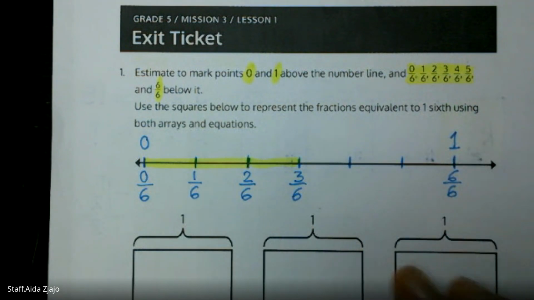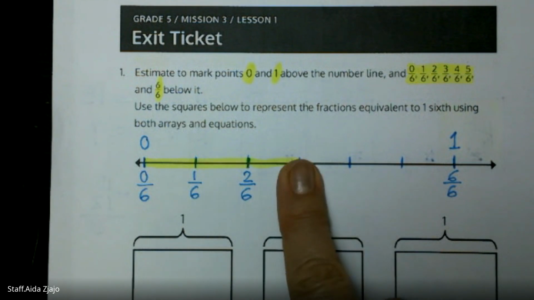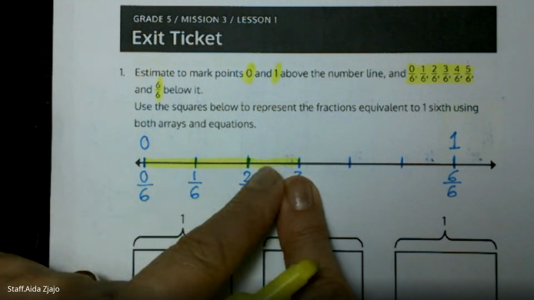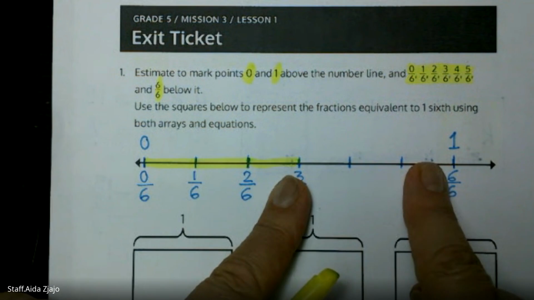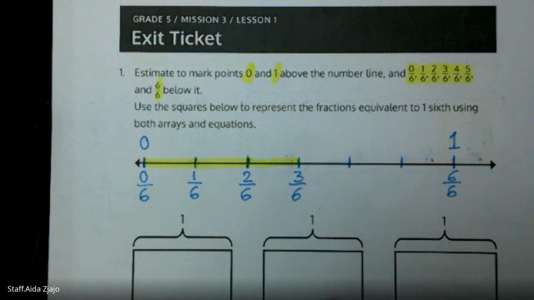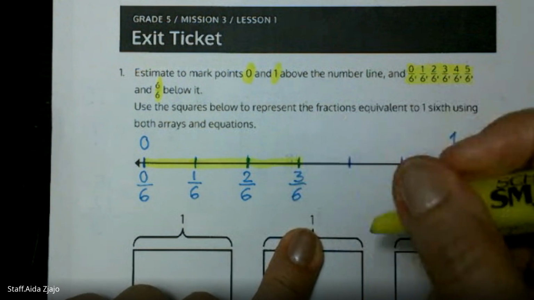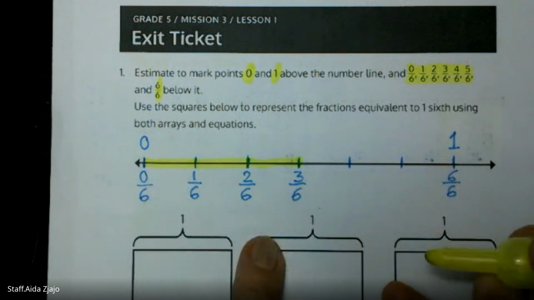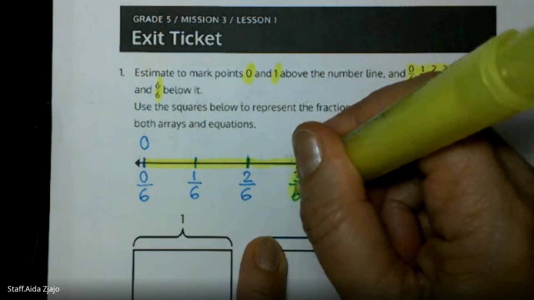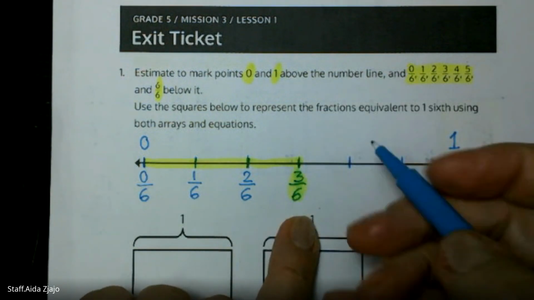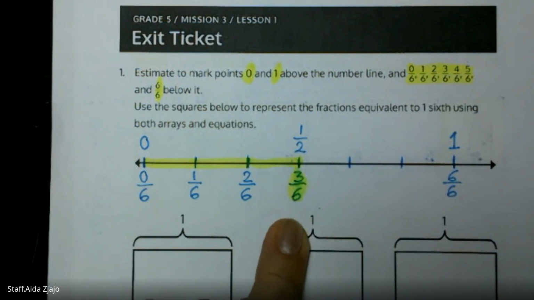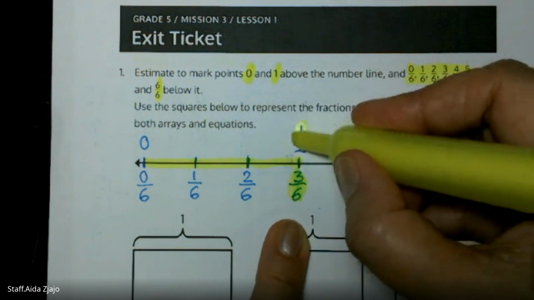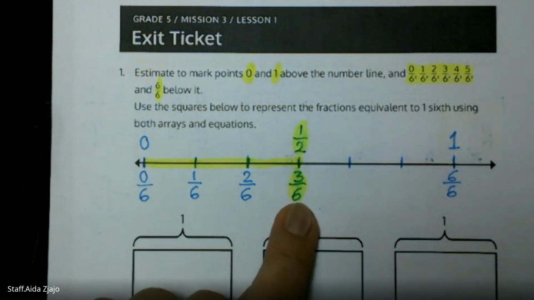And we can see that from 3/6 to the left, we have 3 equal spaces. To the right, we have 3 equal spaces. So we are halfway between 0 and 1. So 3 out of 6 is on the same spot as 1/2. We can say the equivalent fraction: 1/2 is the same as 3/6.